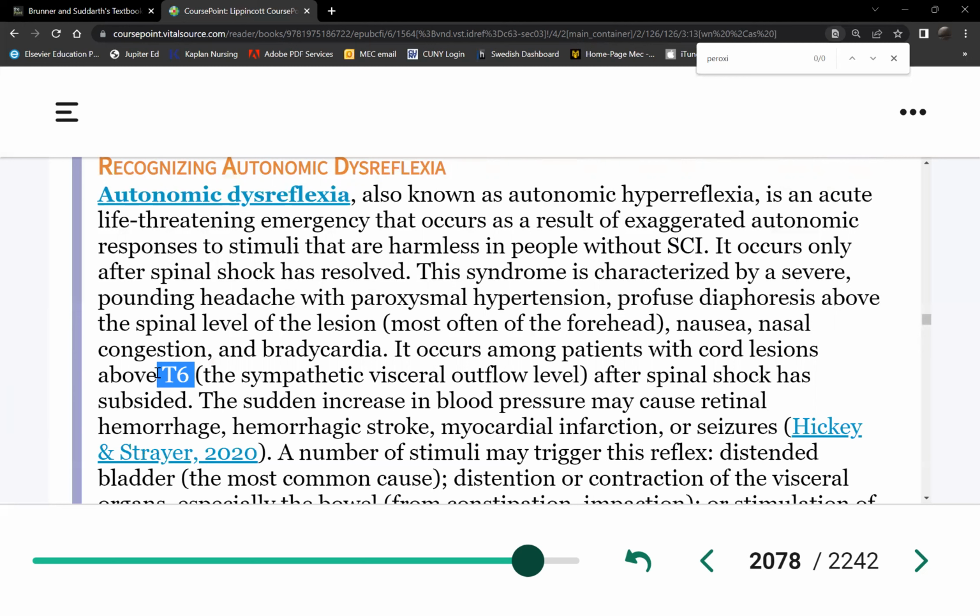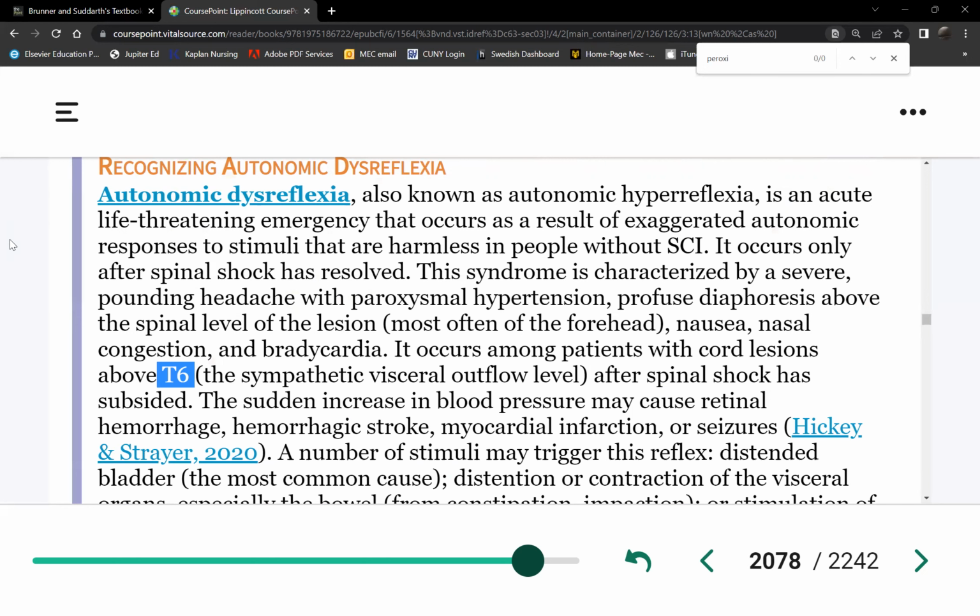So are these quadriplegics or paraplegics? Paraplegics, and especially tetraplegics as well, or quadriplegics. So T6 or higher injuries experience autonomic dysreflexia. This will not apply if your injury is T7 or lower. Are we clear? Okay, so this only affects people with SCIs above T6.